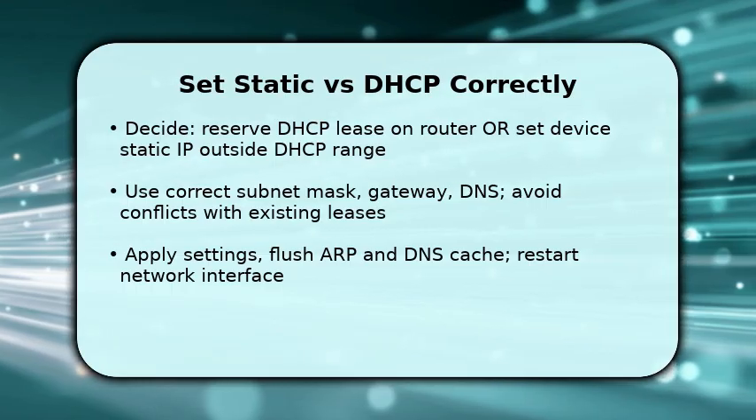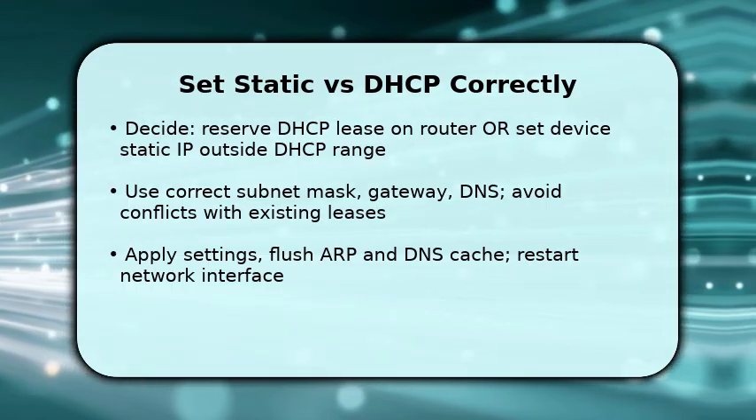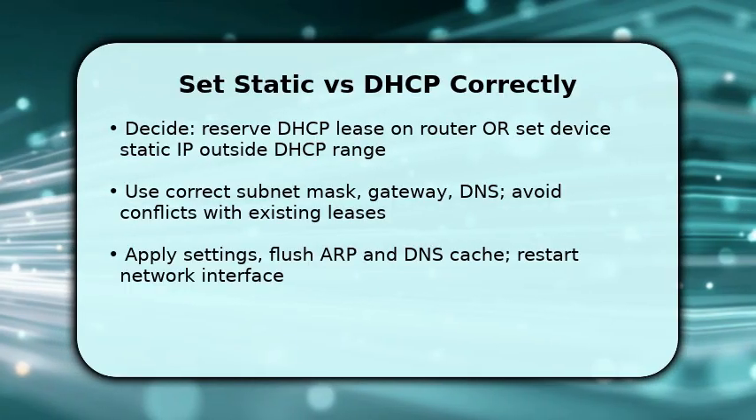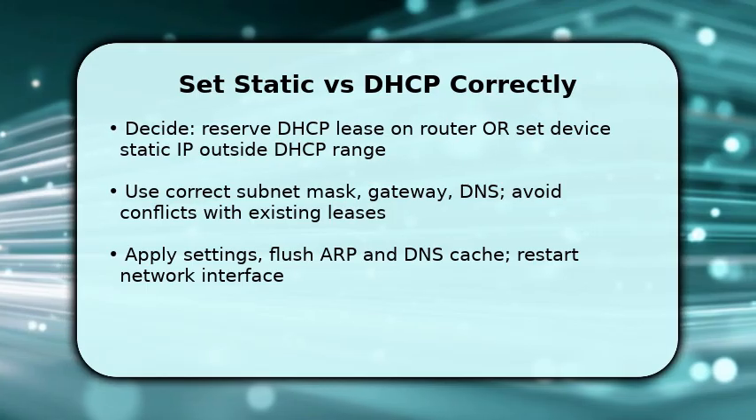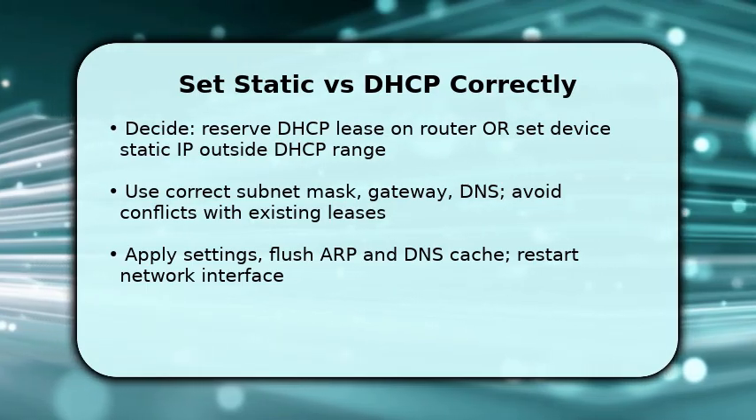Reserving on the router is safer. If you set a static IP on the device, pick an address outside the router's DHCP pool, enter the gateway and subnet mask exactly, and add reliable DNS servers.